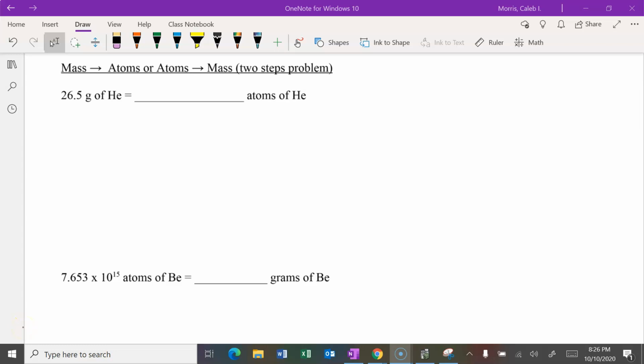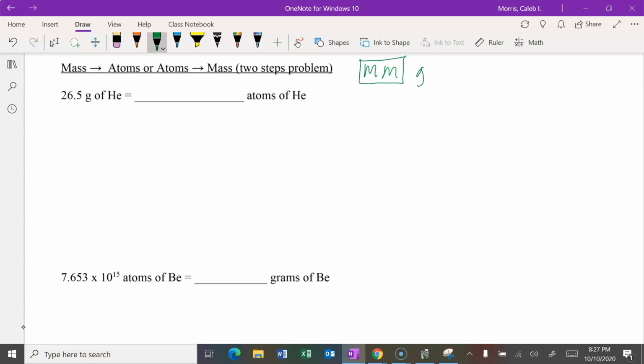Okay, class, this is our last video for the moles notes. And this time we are actually doing two-step problems. So we talked about how we can have conversion factors that are molar mass. And you know what? We could actually abbreviate that. A lot of times I do. Molar mass, I'll abbreviate it as MM.